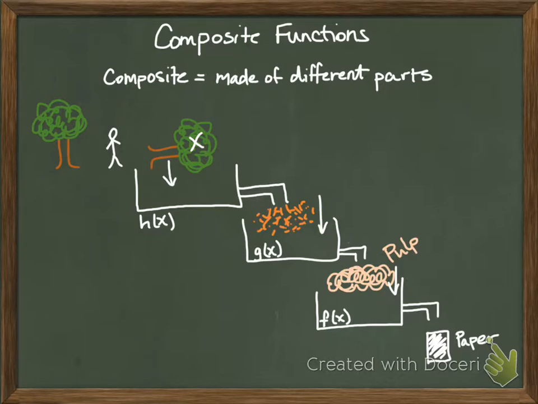This is basically what a composite function is. You take the output from one function and stick it in the next function. Then you take the output from that function and stick it in another function, and then another, until you run out of functions. The way you would write that is, in this last example, we had f of g of h of x. So your x was your tree.